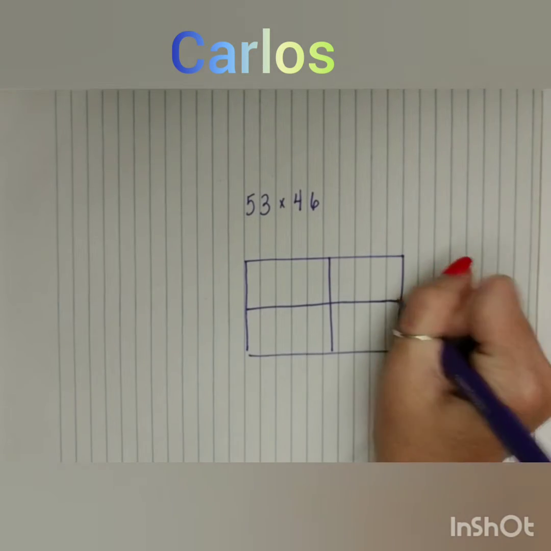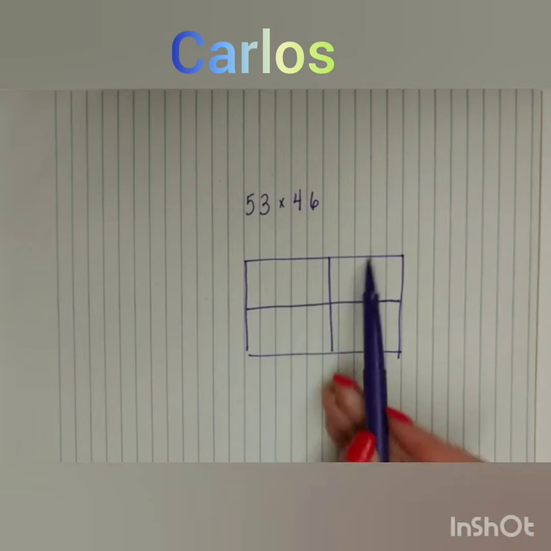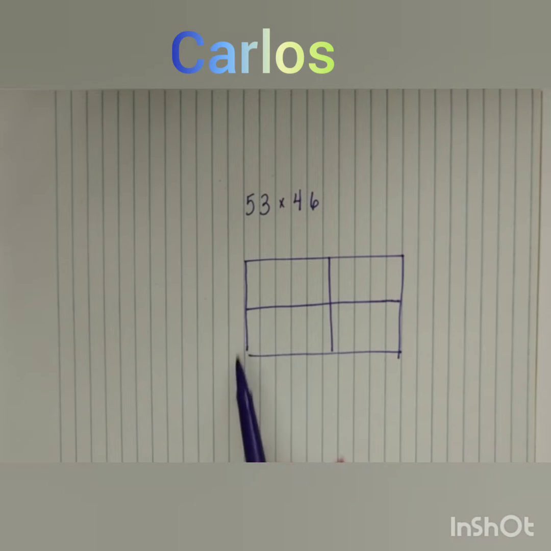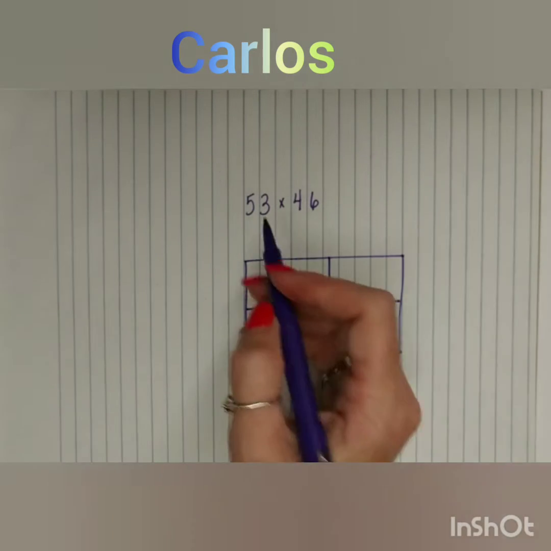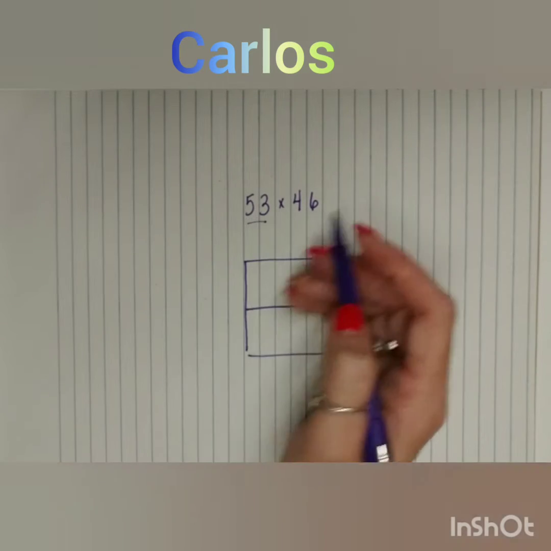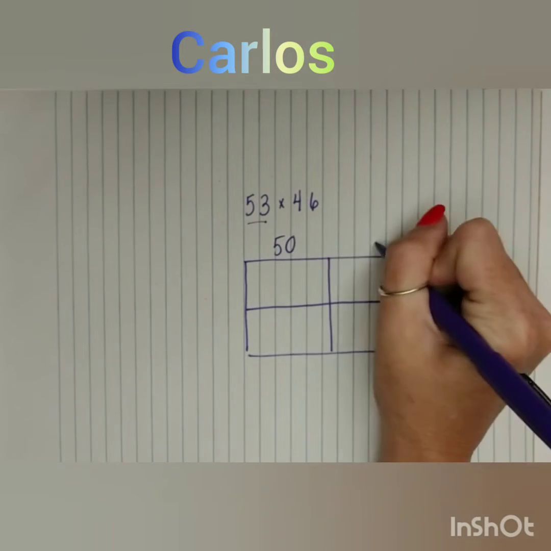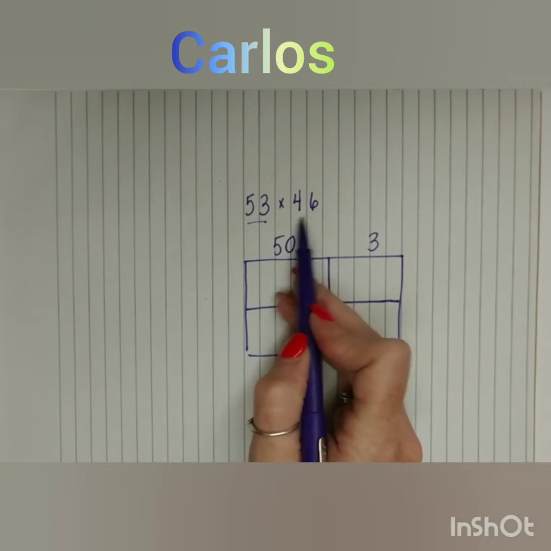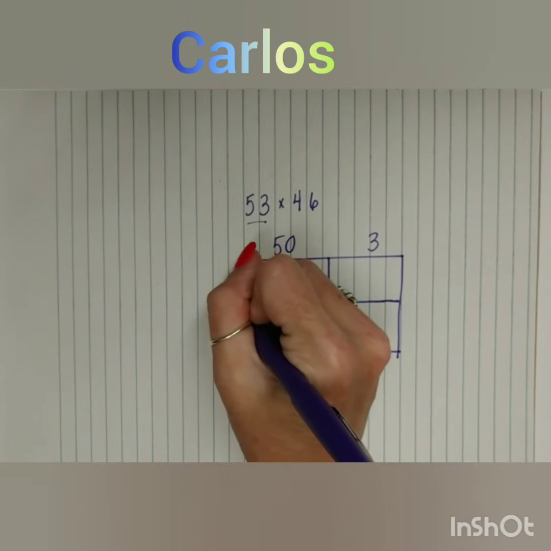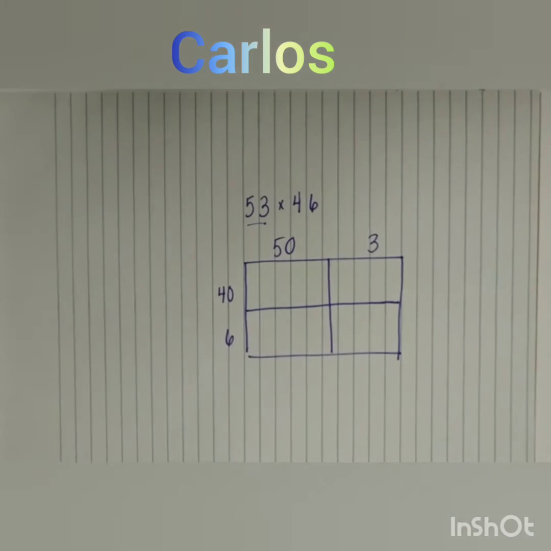So I'm making my box. Since there's 2 digits in each number, I have 2 digits across the top and 2 digits on the side, okay? So I'm going to break apart this number into place value. That's 50 and 3. And then I'm going to break apart this number in place value. That's 40 and 6. All right?